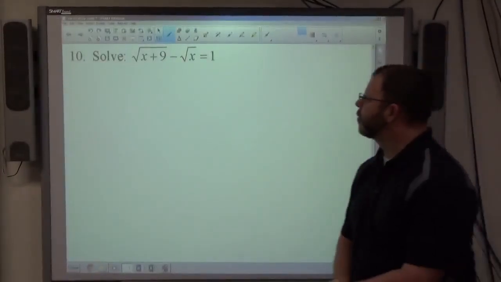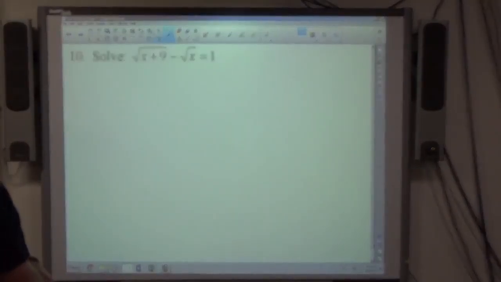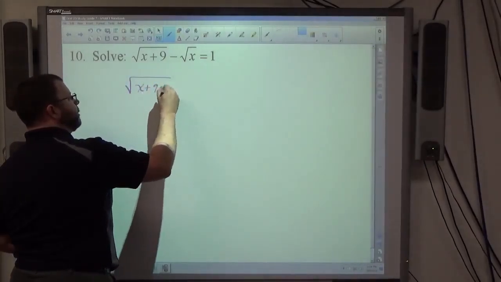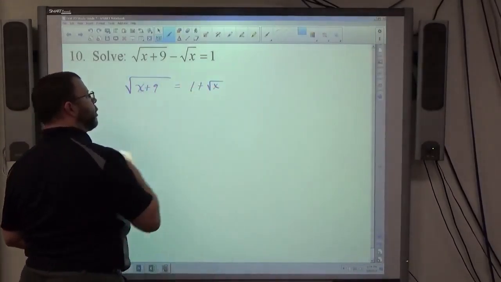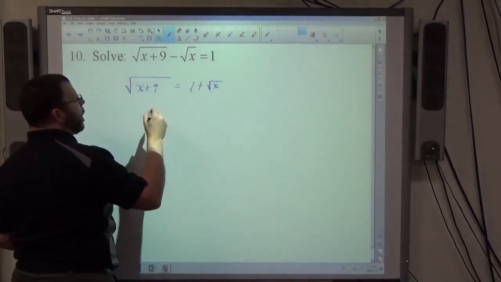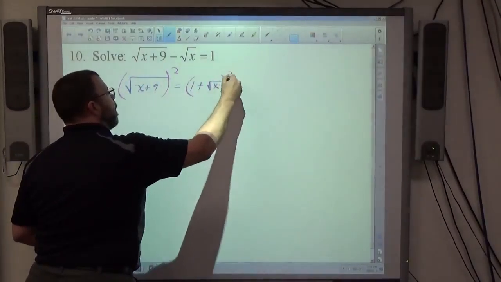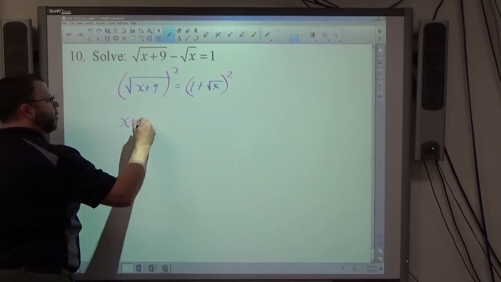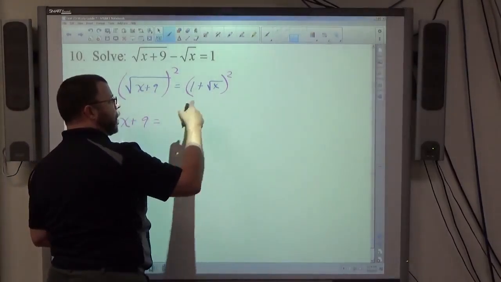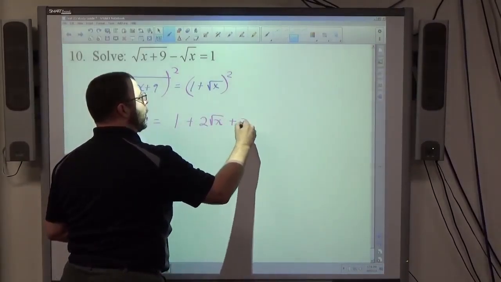Number 10, solve: the square root of x plus 9 minus the square root of x equals 1. So first thing I would do here is move the square root of x over to the other side, creating a single radical on the left equal to a binomial on the right. Then I would square both sides. On the left-hand side I get rid of the radical completely, x plus 9. On the right side I have a binomial squared, so I do my shortcut for squaring a binomial: the first thing squared, 2 times the product of the two objects, the second thing squared.